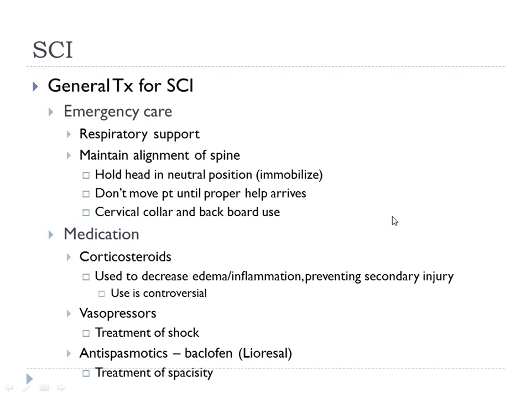This is a later treatment. Baclofen is a medication. It's an antispasmodic. And the patient with a spinal cord injury often has lots of spasms. So they can be very painful. So we can give baclofen. So know a little bit about baclofen to help prevent the patient's spasms.